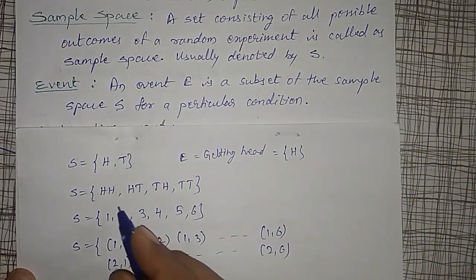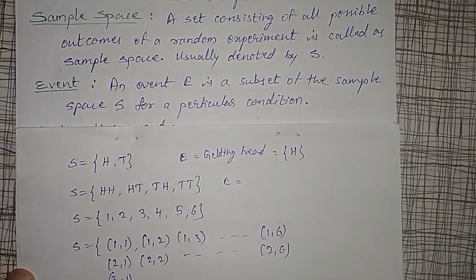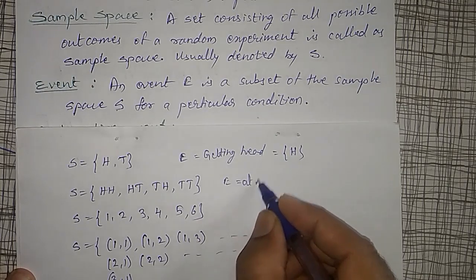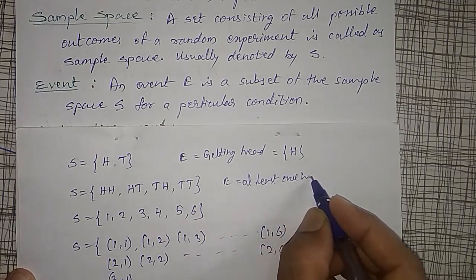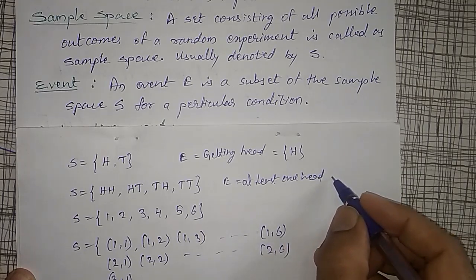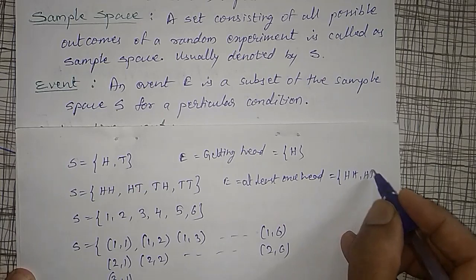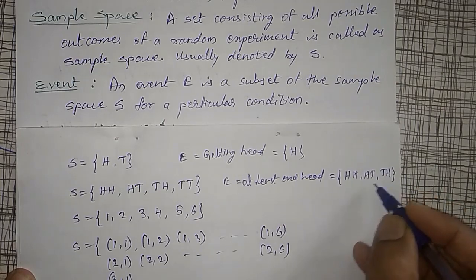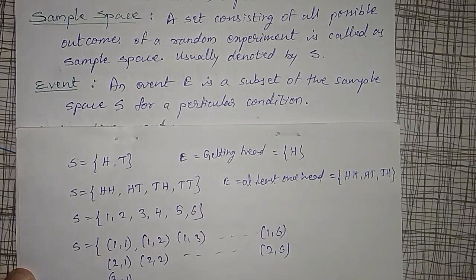Or whenever two coins are tossed, I will define the event as getting at least one head. Then that set will become head-tail, head-head, and so on. This is a subset of the sample space. Therefore, an event is nothing but a subset of the sample space using a particular condition.